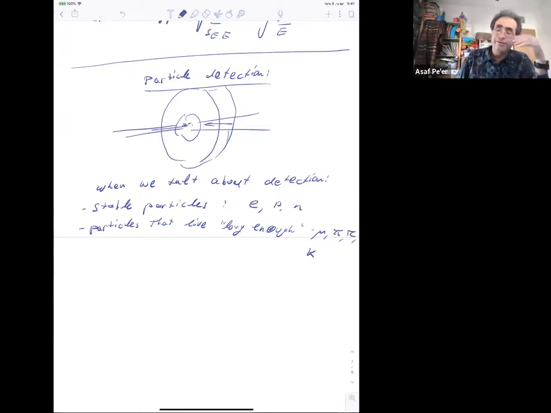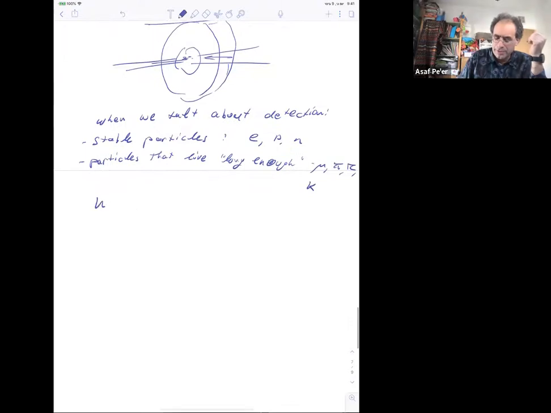Heavy particles have too short a lifetime. For example, the W boson, which we discussed, has a lifetime of 3 times 10 to the minus 25 seconds. That's way too short to be detected. It's part of the reason why it was only seen in the 1980s. 83 was the first detection.